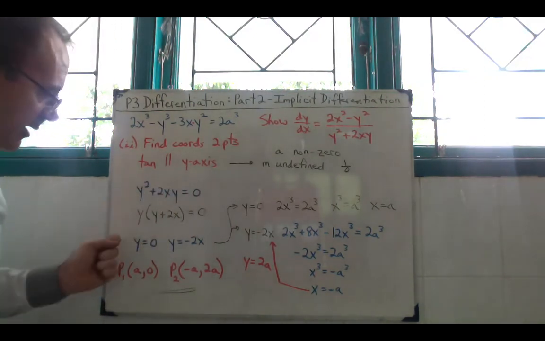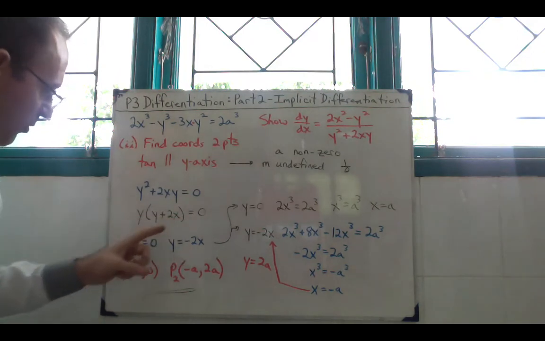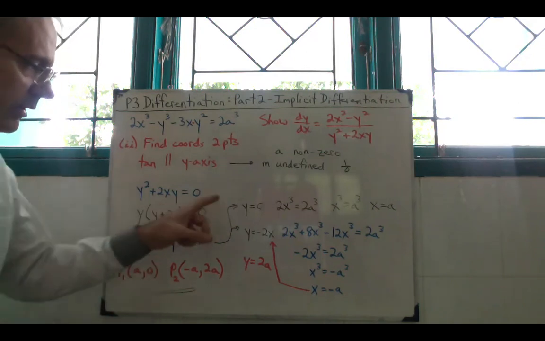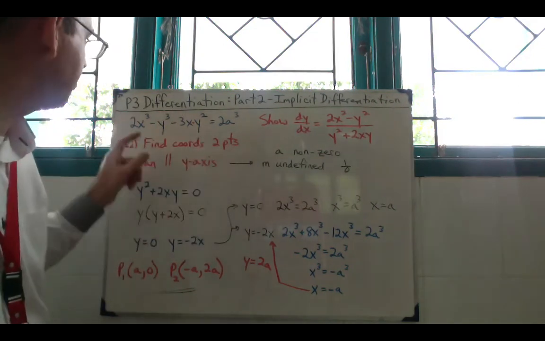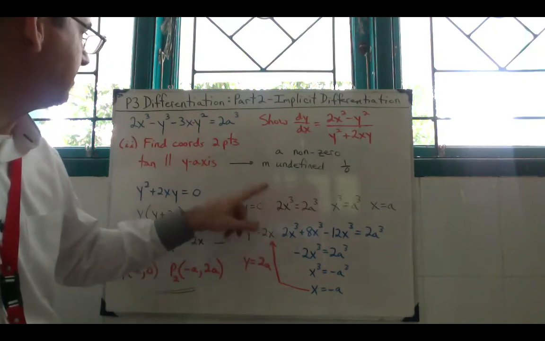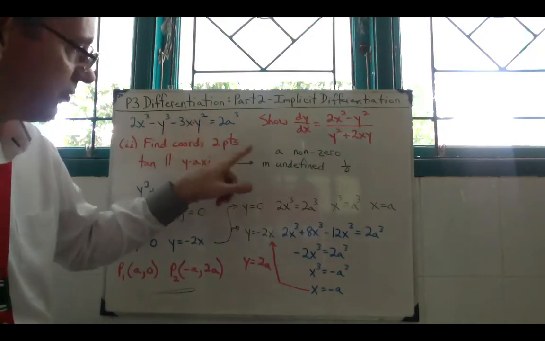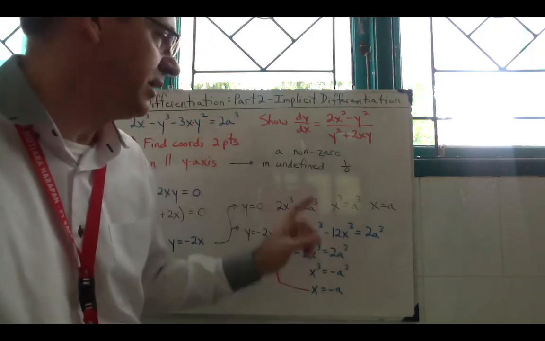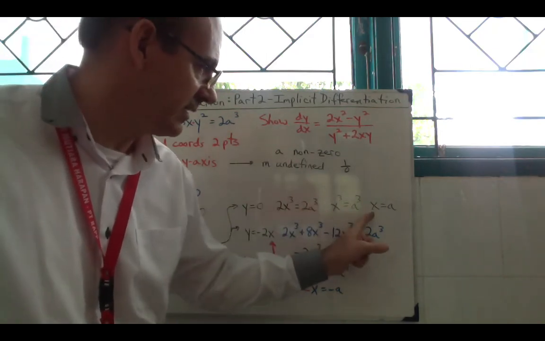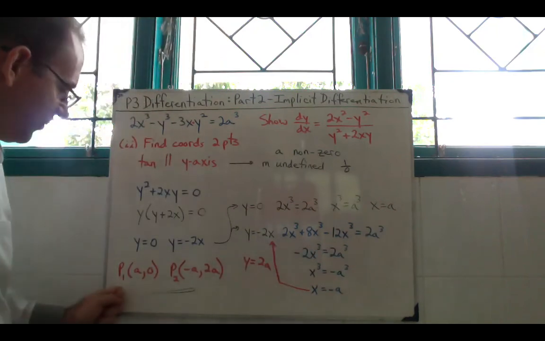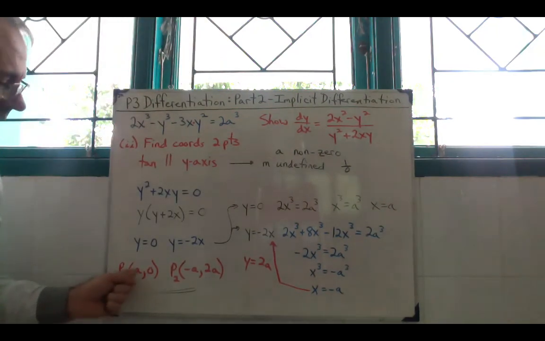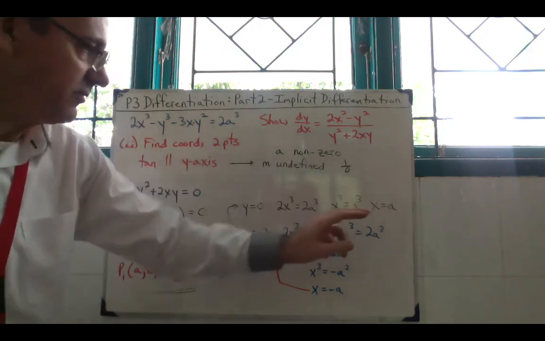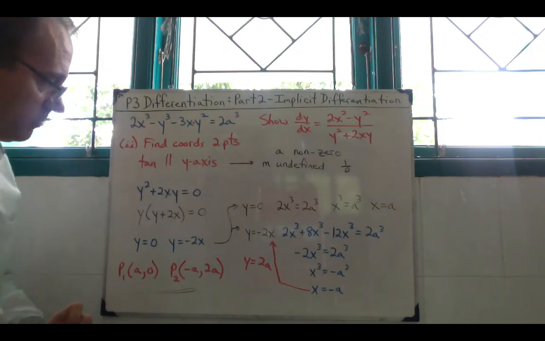Factor out a y that's common to both. So using our zero product rule, y equals 0 or y equals negative 2x. When we plug in the 0 into the original, we just end up with 2x cubed. That's 0 equals 2a cubed. Divide both sides by 2, x cubed equals a cubed. Cube root both sides, x equals a. So our first point is (a, 0). The coordinates of the first point, the x value is a, the y value is 0.